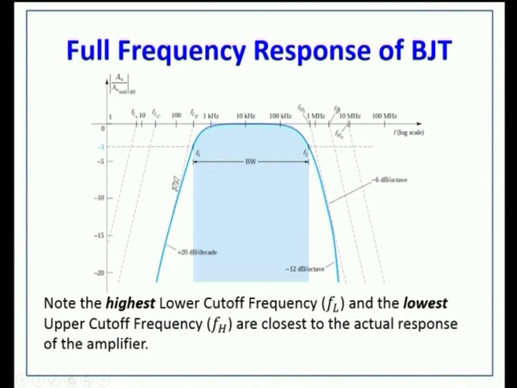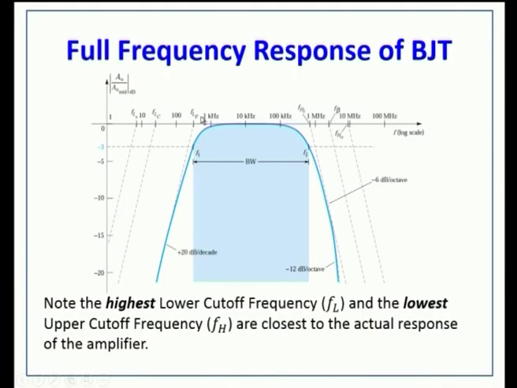This is the actual response of the amplifier. So, the theoretical value and the practical value will match if you choose like this. If you choose the highest lower cutoff and the lowest higher cutoff, this will match the theoretical response with the practical response of the network.